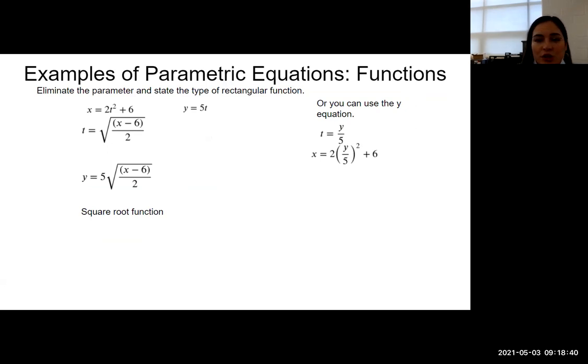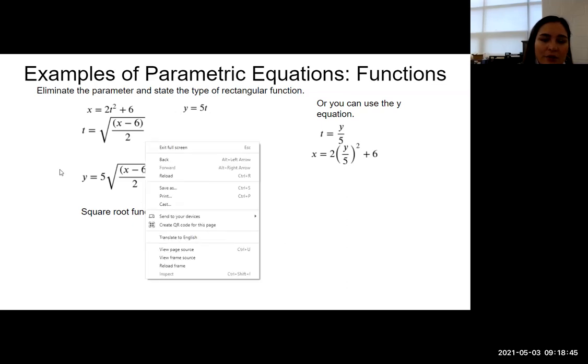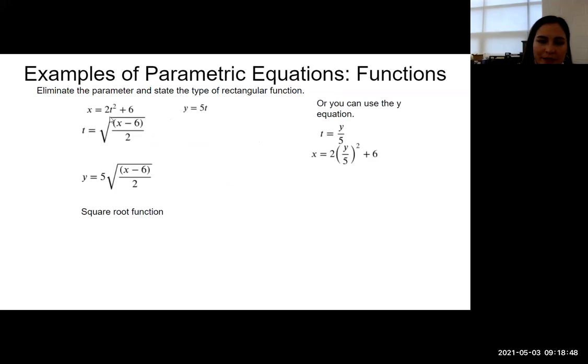But then I also wanted to show you how with this particular set of parametric equations, you can also use the y equation, right? So y equals 5t. Sometimes that might be easier. Divide both sides by 5 and then substitute that y over 5 into the x equation. So it's kind of up to you. You can use your discretion, but we won't really be doing this week because we only have 1 week to do parametric functions. I just wanted to show you, one, any type of function could be modeled by a set of parametric equations, and then also sometimes you could use the y equation and substitute in for x if you wanted to.